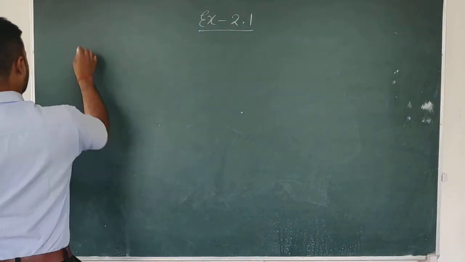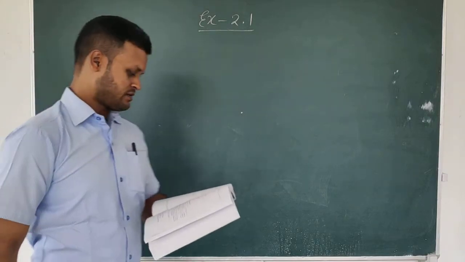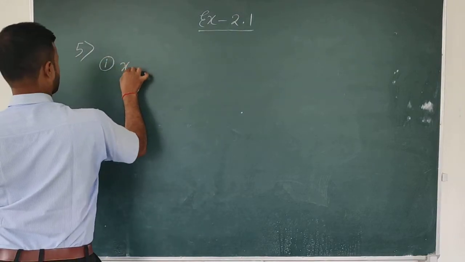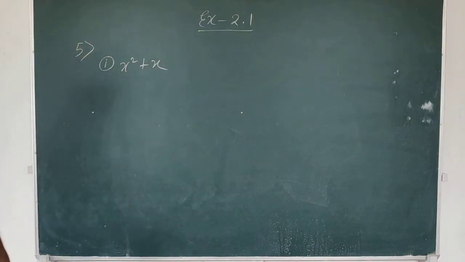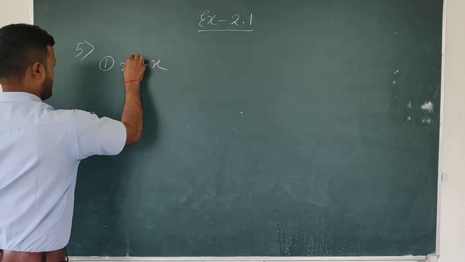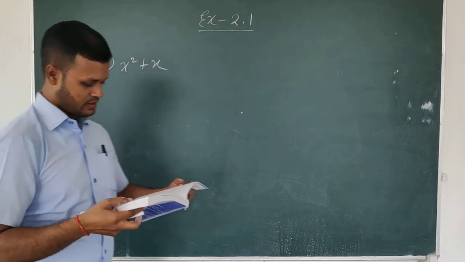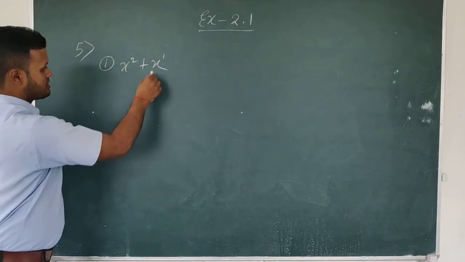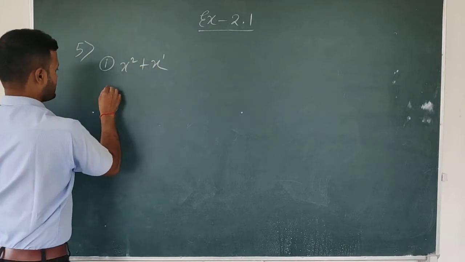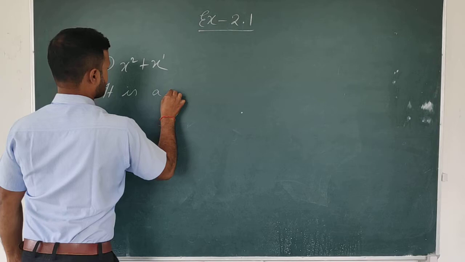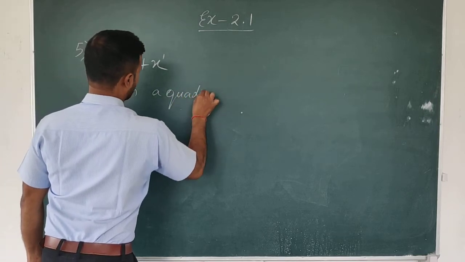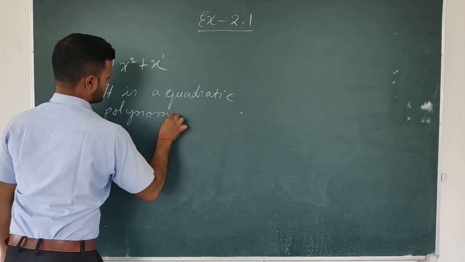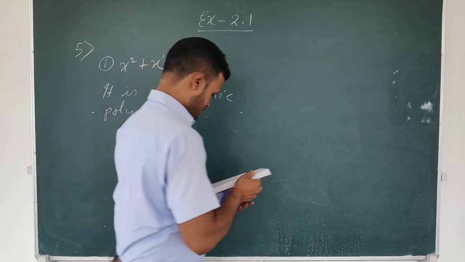So next, number 5. Classify the following as linear, quadratic and cubic polynomials. Number 1: x square plus x. So linear, quadratic or cubic? What kind of polynomial is this? What is the highest power? Here what is the power of x? 1. Here what is the power of x? 2. Therefore it is a quadratic polynomial. Okay, next, you can see this.